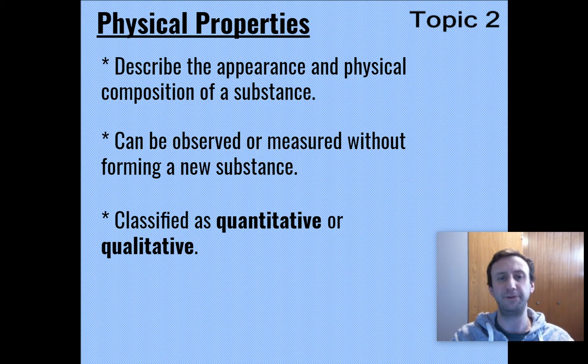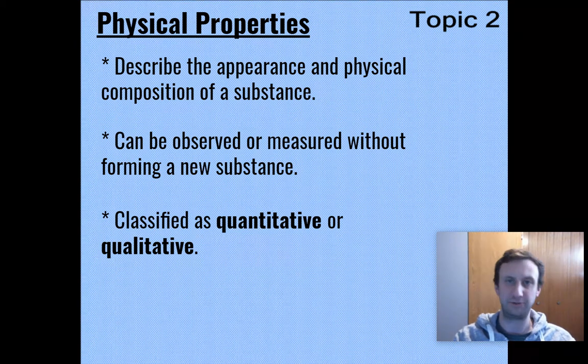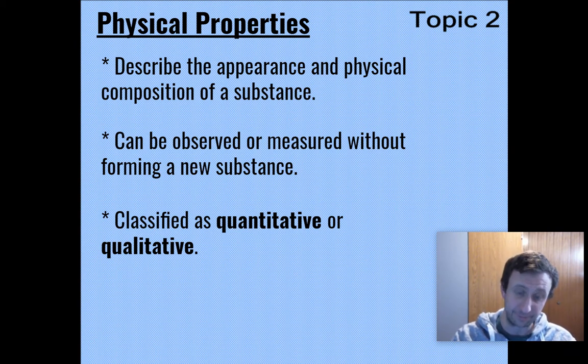So, a physical property describes the appearance and physical composition of a substance. And this can be observed or measured without forming a new substance. The really big thing here for a physical property is that in order for us to see it, observe it, or test it, we don't have to change the chemical in terms of what we have. So, for example, if I said something was flammable, that is not a physical property because I'd have to burn the thing in order to prove that it's flammable. And when I burn it, I've changed the chemical composition. I've done a chemical reaction. So that would instead be a chemical property.